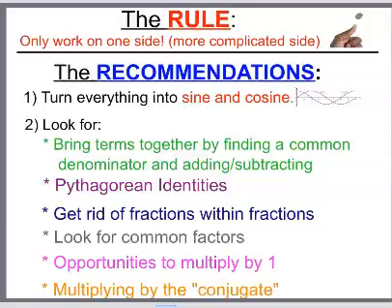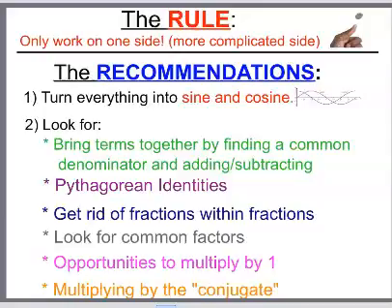Big tip number 1, this is usually the first thing I do, is I change everything to sine and cosine. And then these are some other tips. Bring terms together by finding a common denominator and adding, subtracting. So key is bring terms together, but you find a common denominator in order to bring them together. Remember the Pythagorean theorem identities. So that's sine squared plus cosine squared equals 1, etc.